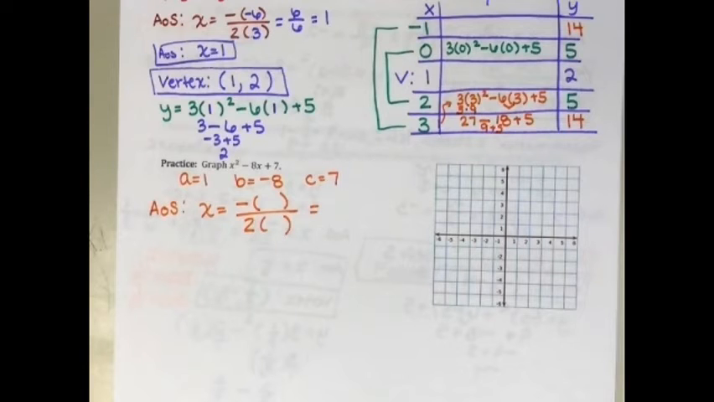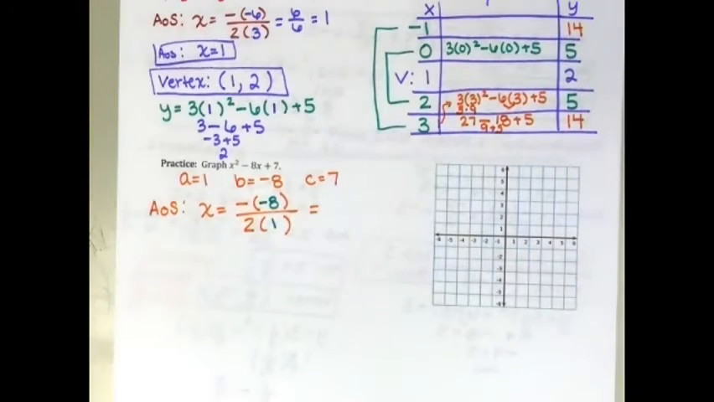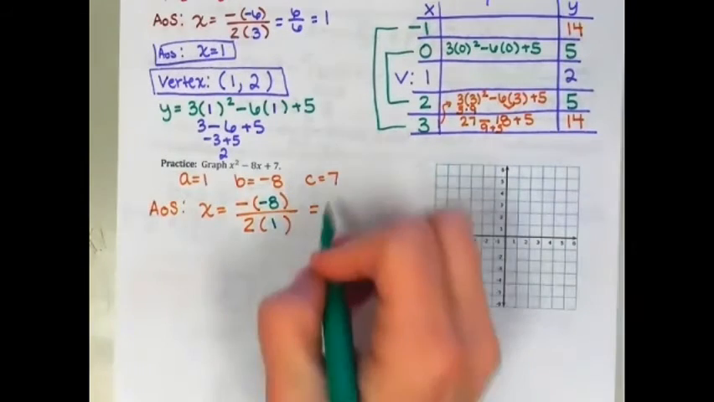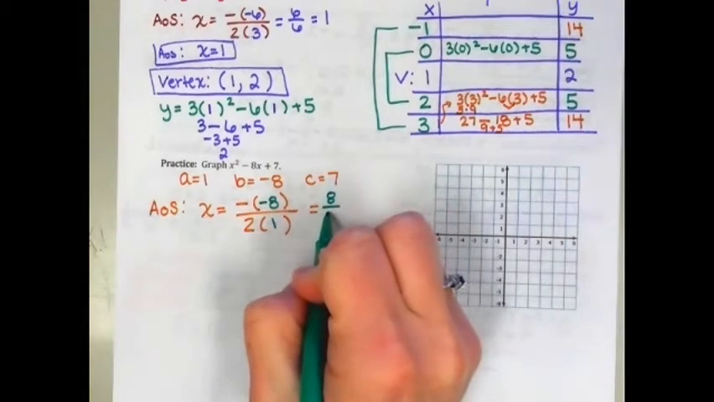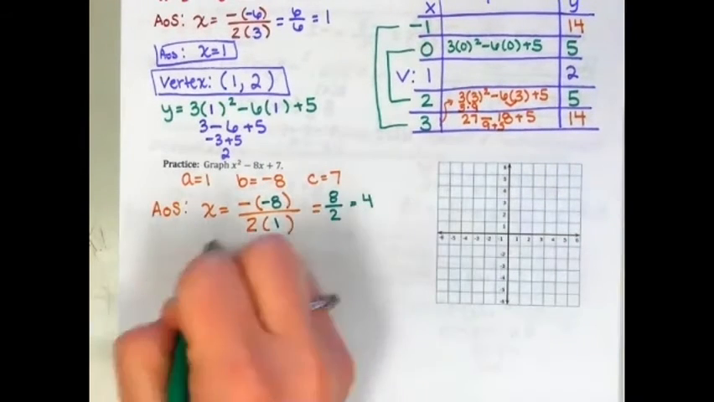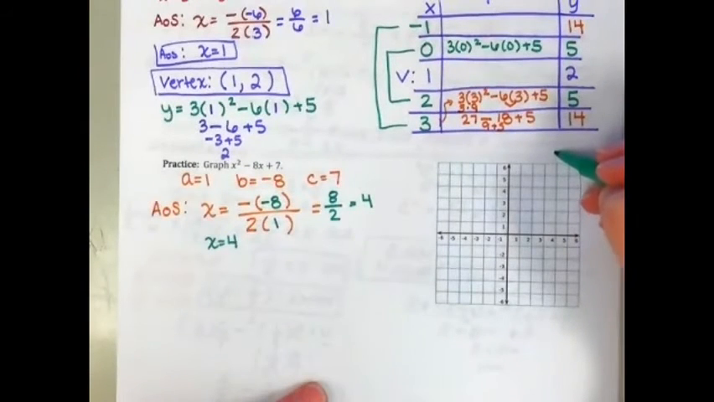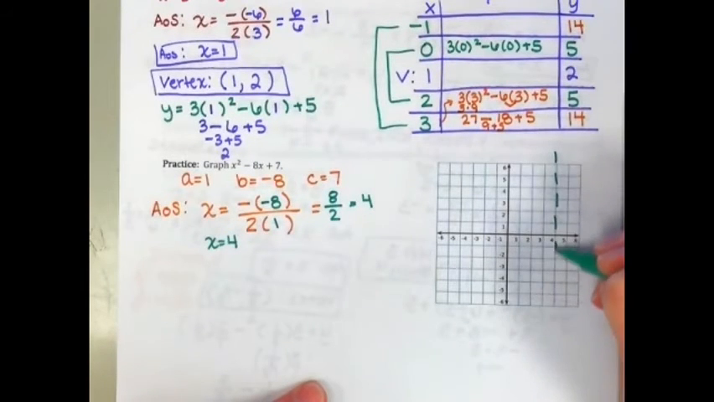So what's my b here? Negative 8. And what's my a? A negative and a negative make a positive. 2 times 1. And 8 divided by 2, 4. So my axis of symmetry is x equals 4. So I know my vertex is going to land on this line.